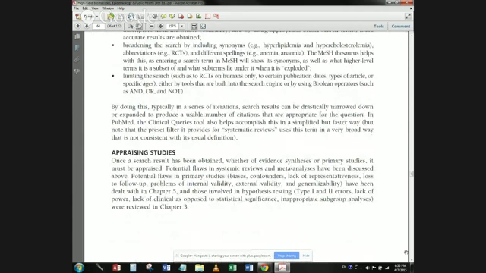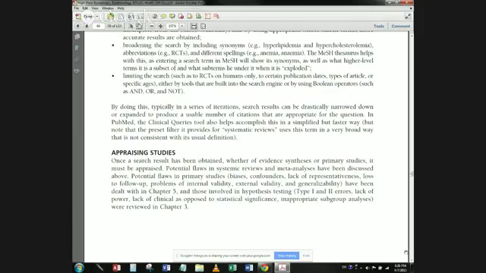Broadening the search by including synonyms, for example, hyperlipidemia and hypercholesterolemia, abbreviations, for example, RCTs, and different spellings such as anemia and anaemia. The MeSH thesaurus helps with this, as entering a search term in MeSH will show its synonyms as well as what higher level terms it is a subset of and what subterms lie under it when it is exploded.